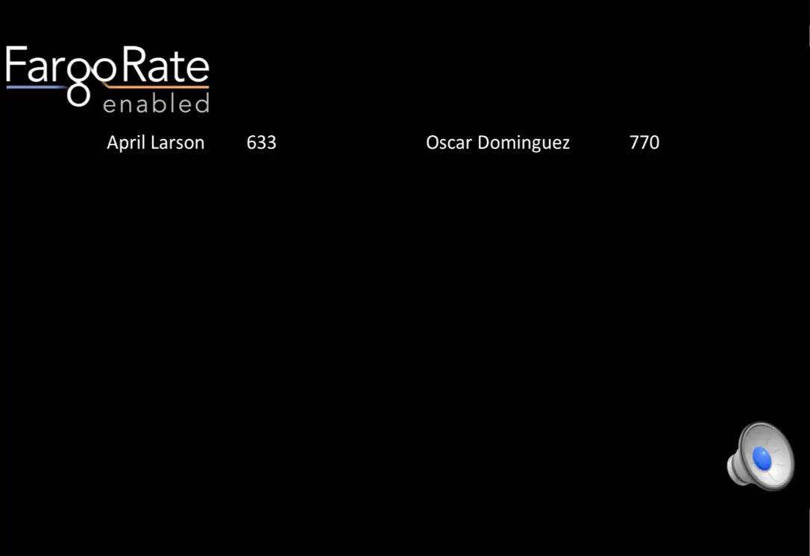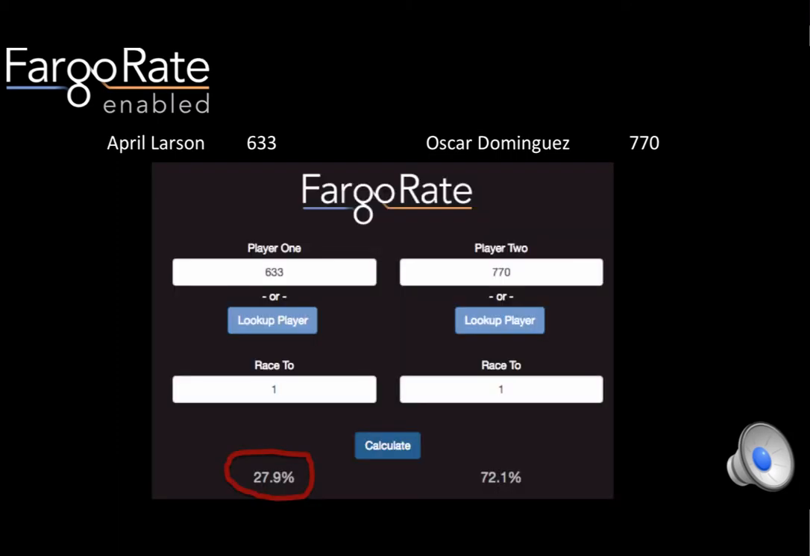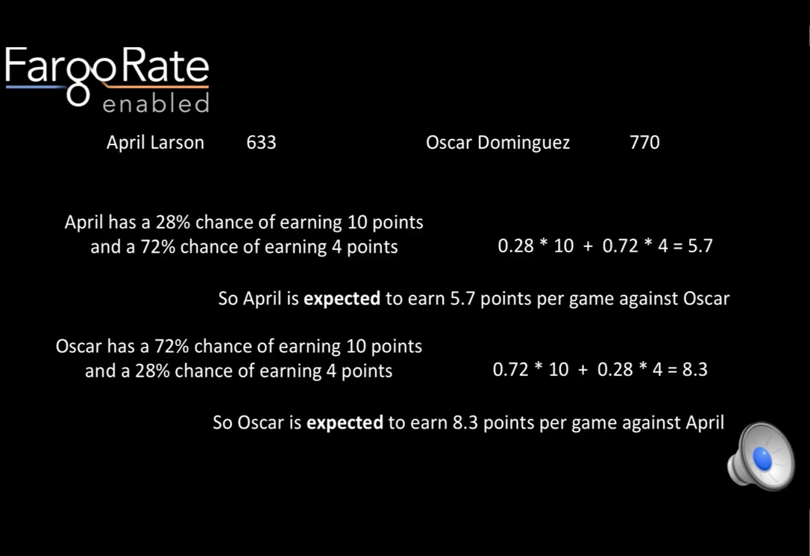So how can Fargo ratings be used to predict scores in an 8-ball points format when Fargo ratings are about chances of winning a game? Well, here's how. Fargo Rate predicts that when April plays Oscar, April is going to win the game 28% of the time, and that depends upon their rating difference. That also means she's going to lose the game 72% of the time. So let's assume when a person loses a game of 8-ball, they earn an average of 4 points. April has a 28% chance of earning 10 points and a 72% chance of losing the game and earning 4 points. Put these together, and April is expected to earn 5.7 points per game when she plays Oscar.